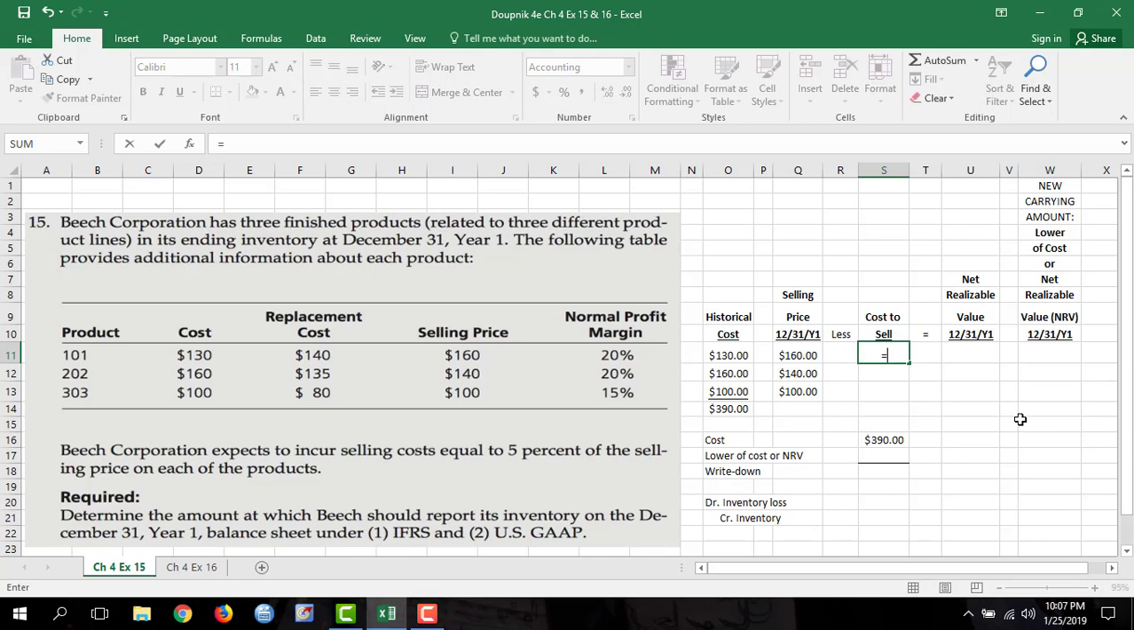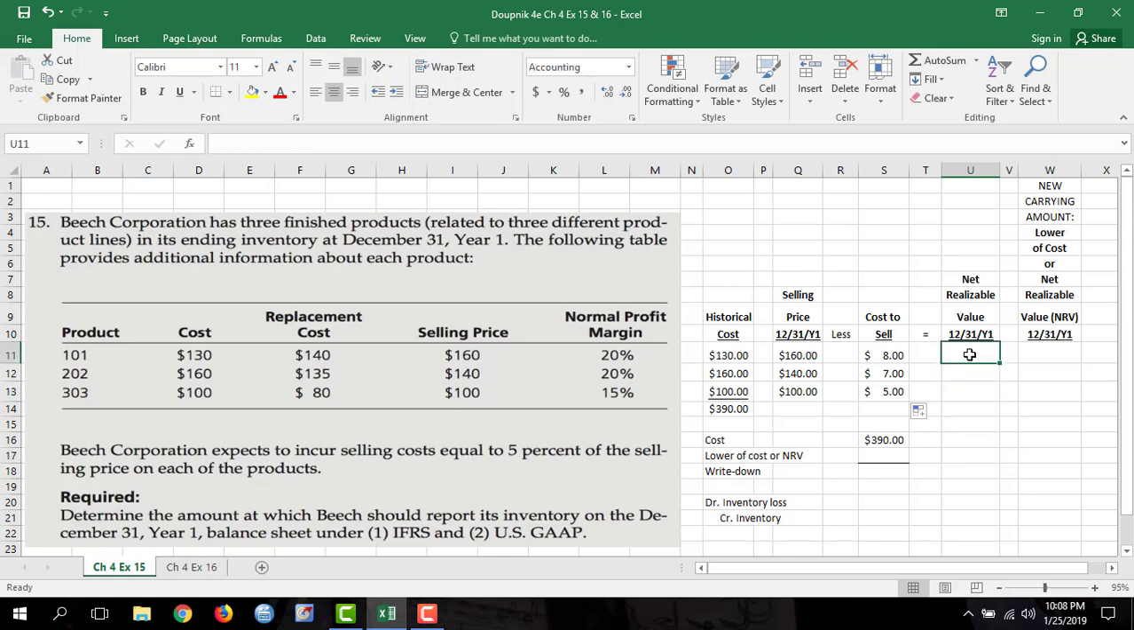So let's go ahead and calculate the cost to sell for each of the 3 products. So for Product 101, I'm going to multiply the selling price of $160 by 5%. So the cost to sell for Product 101 is $8. And I do the same calculation for products 202 and 303, and I have the respective cost to sell of $7 and $5 for those products.